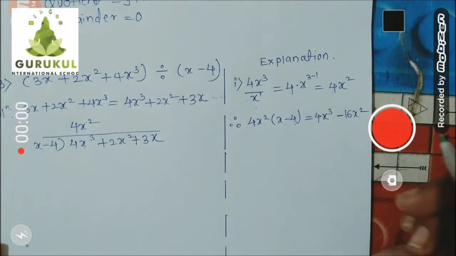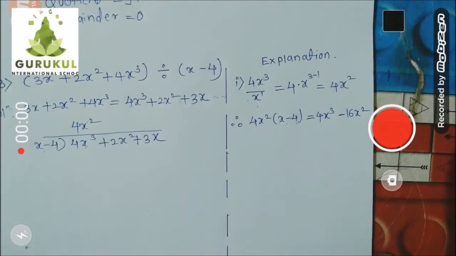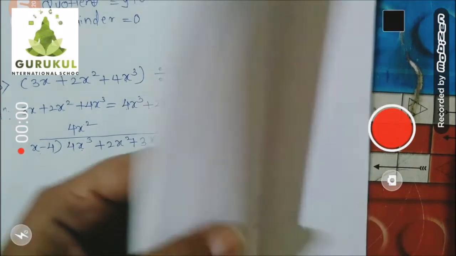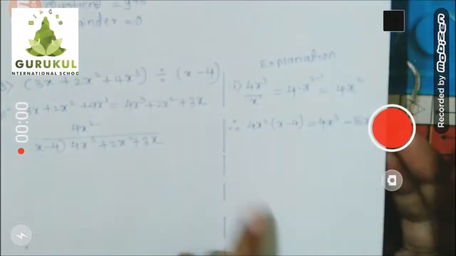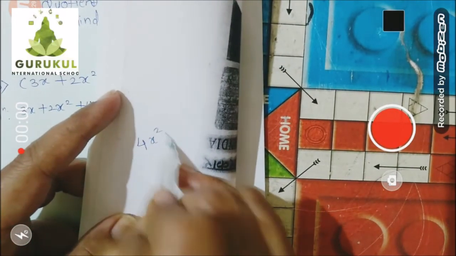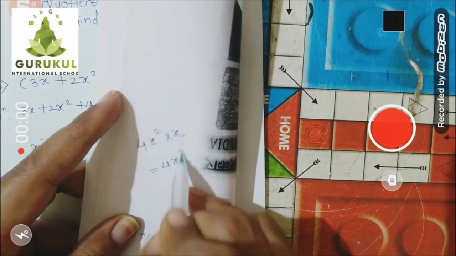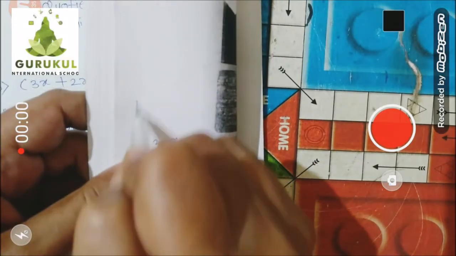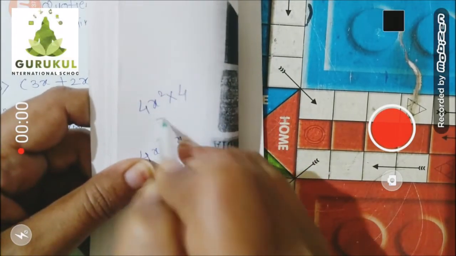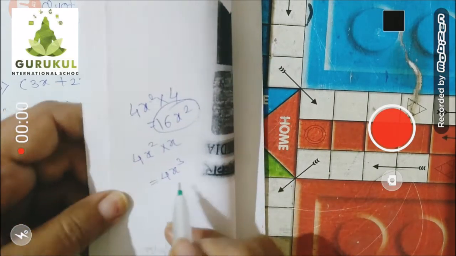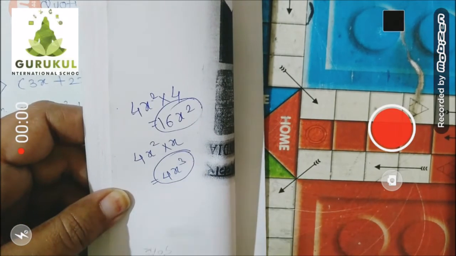Children, if you are not comfortable with this, then on a rough page you can do it. I will show you. On the rough page, you can write down 4x square into x, that is 4x cube, and 4x square into 4, 4 4s are 16, that is 16x square. So here you can write down this answer.